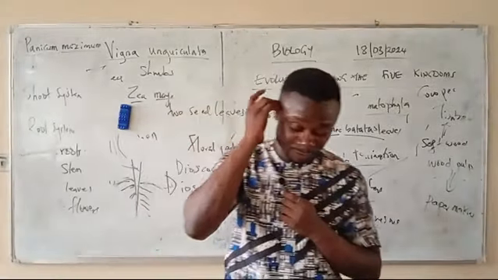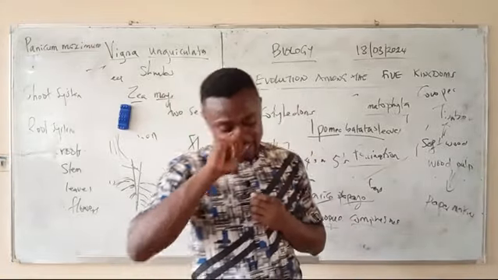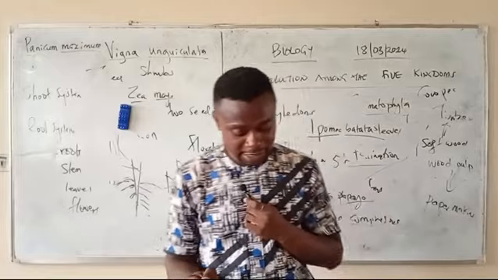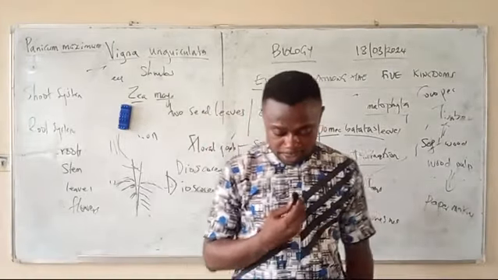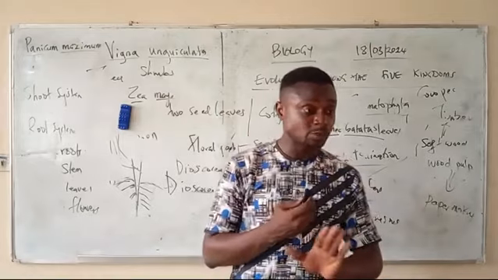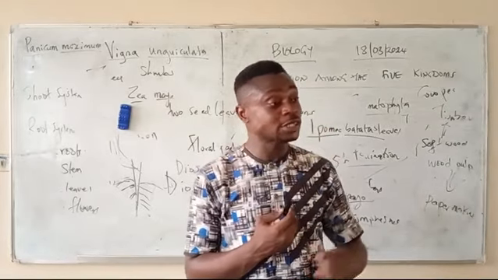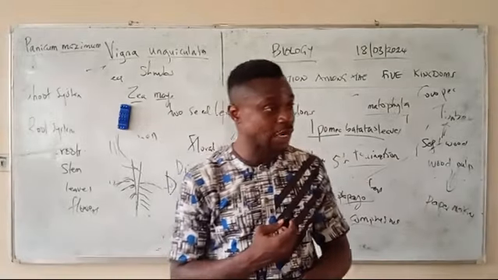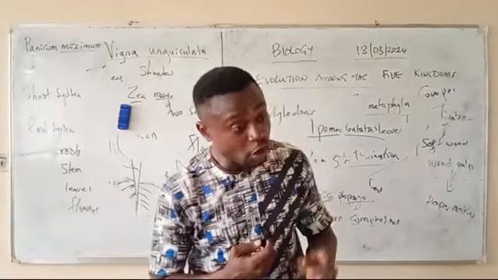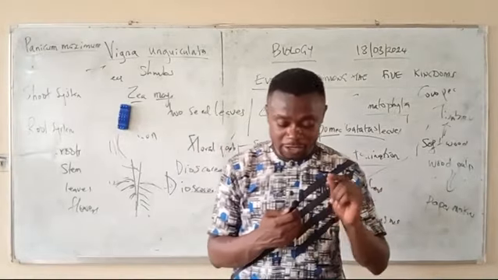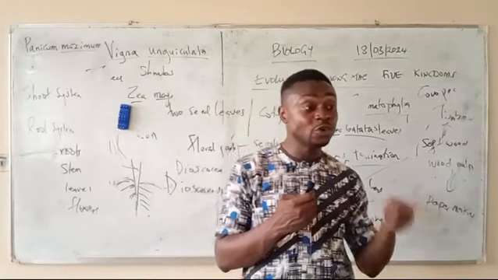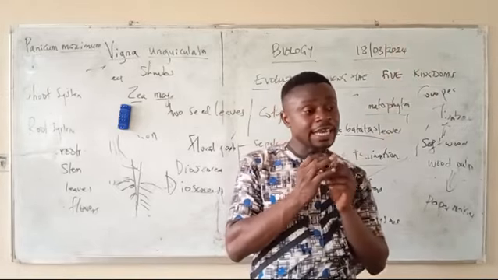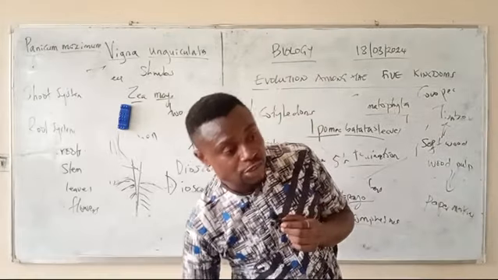Let's continue from where we stopped. I said that the functions of the what? The stem. So the stem supports the plants. We agree. It holds the leaves in their best what? Position for receiving sunlight. Then it also conducts water and mineral salt from the root to the what? Leaves.